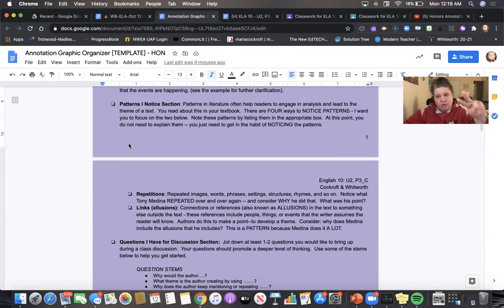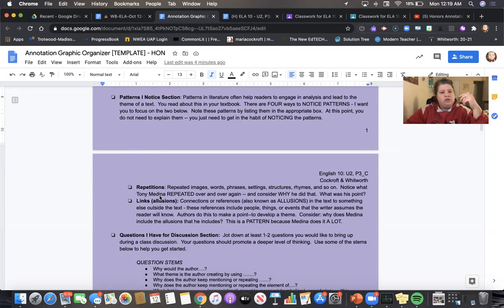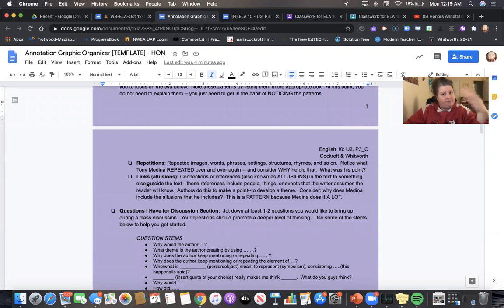The 2 types of patterns you are going to focus on are repetitions and links, aka allusions. So in your book, it called it links, but they also said that the fancy term, the literary term, is allusions. So repetitions are those repeated images or repeated words, phrases, settings, structures, the way something is structured, rhymes, and so on. So in other words, you're noticing why the author repeated these things over and over again in the same kind of imagery, the same kind of setting, the same kind of phrase. Because if an author does that, that's important. You have to figure out why. Why did he do that? What is his point? And how does that develop the theme? So you want to notice those.